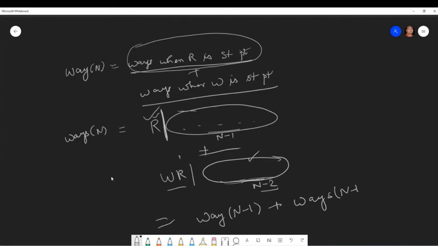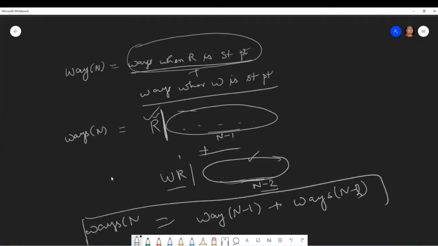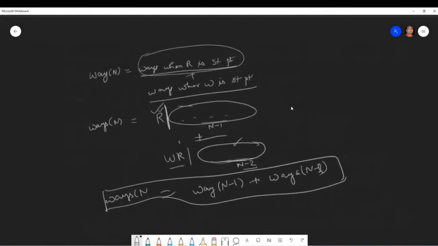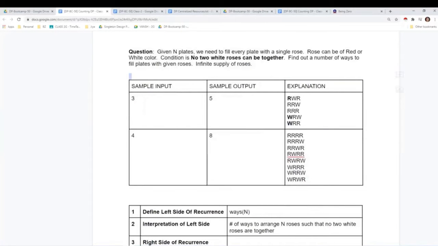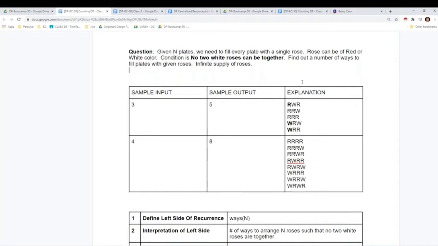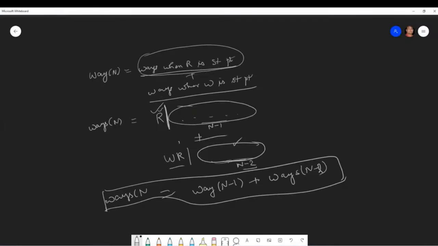Have you seen this recurrence earlier? This is a well-known recurrence relation. Fibonacci. This is Fibonacci, yes. And this problem is a Fibonacci problem. But see, the problem looks very scary. Let's validate whether this is really Fibonacci.